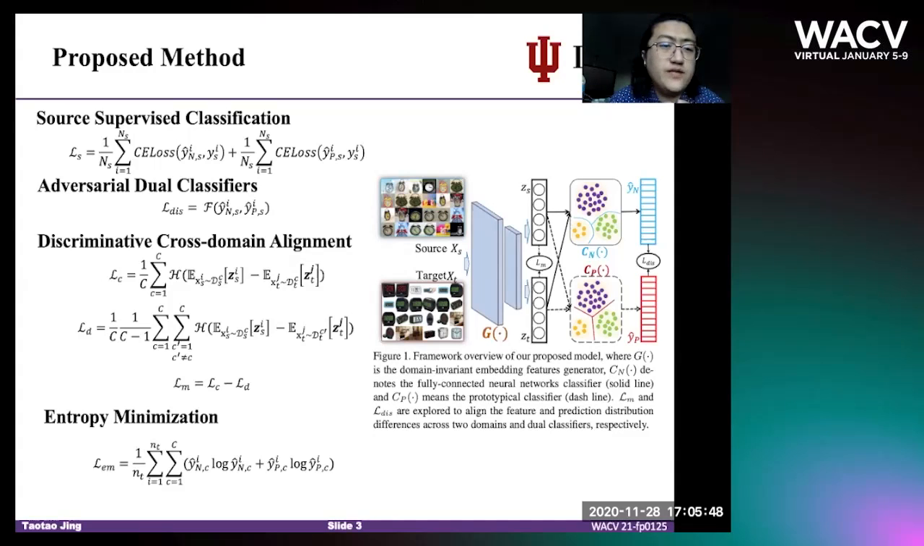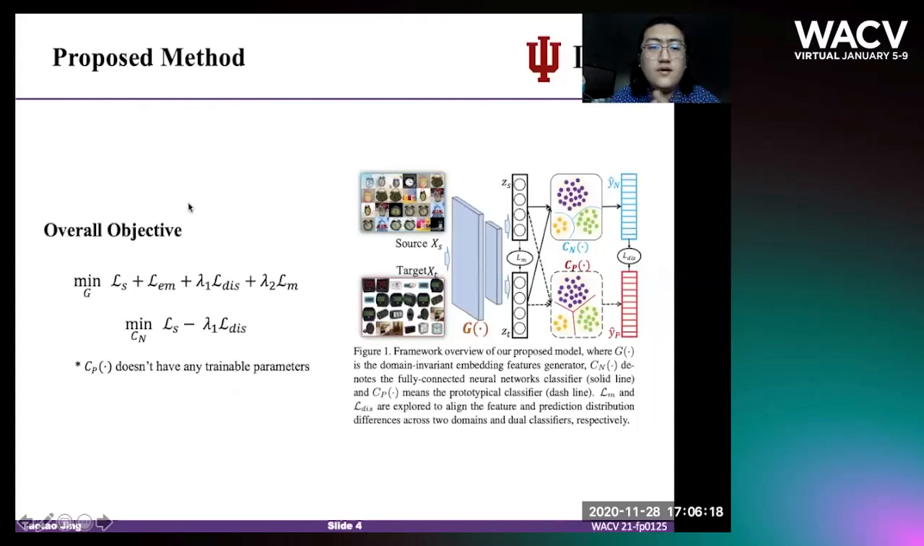The other one is discriminative knowledge cross-domain alignment. This loss aims to compact the same classes, but different domain data closer, and also push those data from 2 domains, but different classes further away. And the last one is the entropy minimization, which aims to eliminate the uncertainty of the prediction on the unlabeled target data. And overall, we have our final objective here.